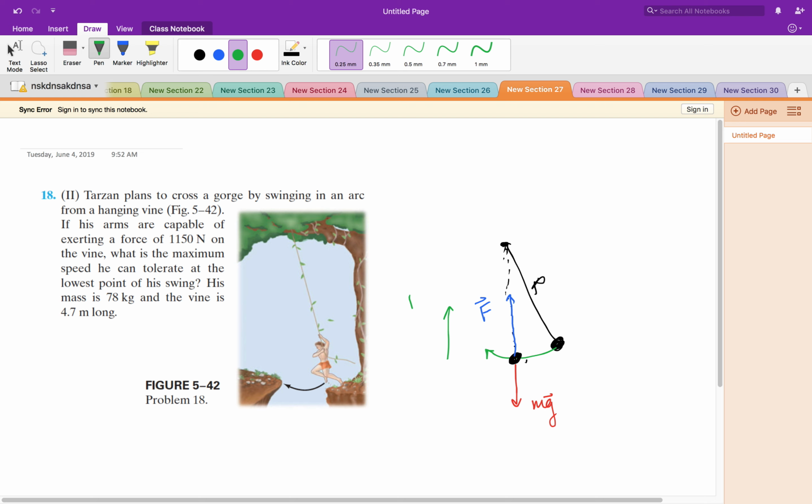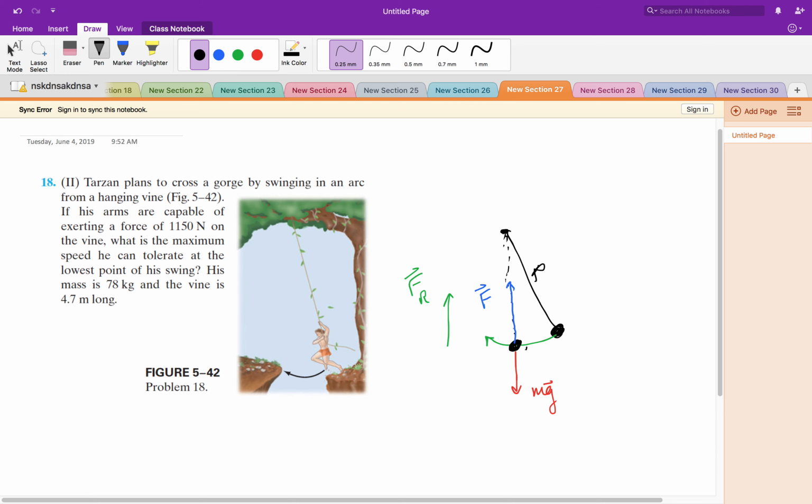How do we know that? Well, he's finished his descent, and he's about to begin his ascent. So he's going to be moving upward along the circular arc. So the net force, the radial force, has to be up.